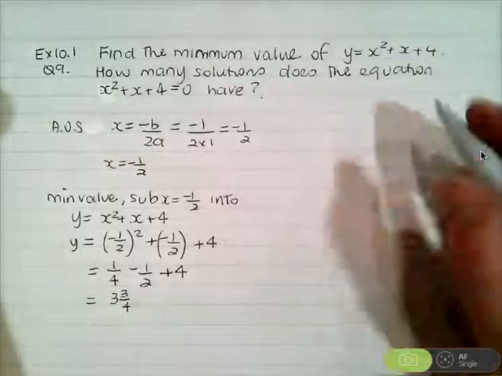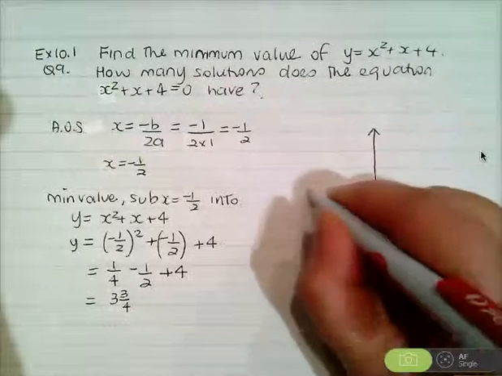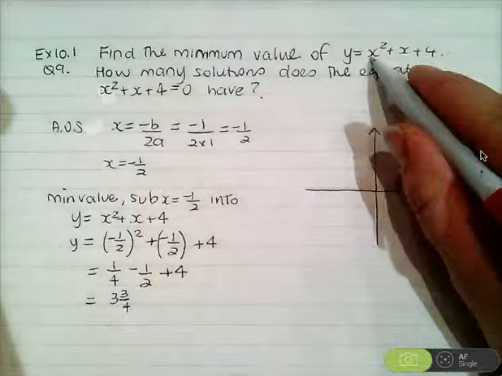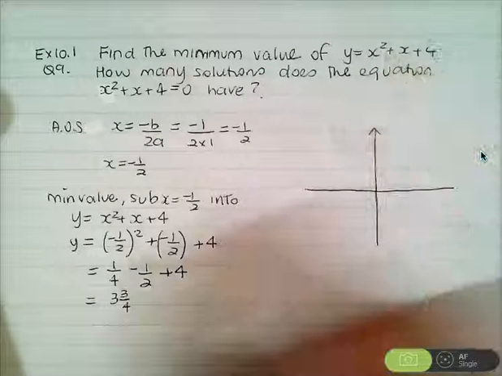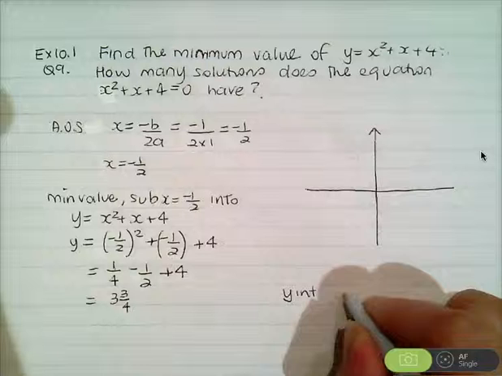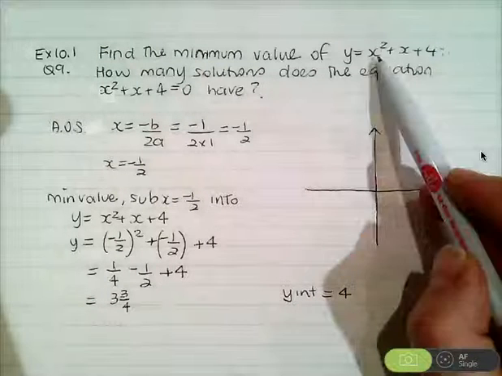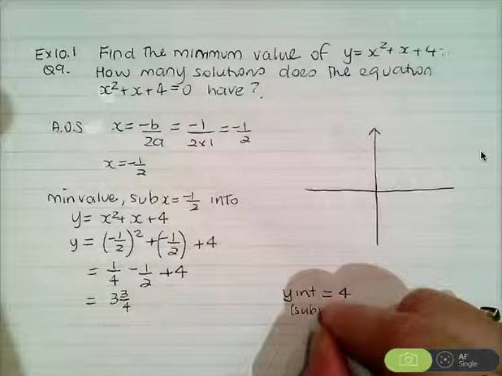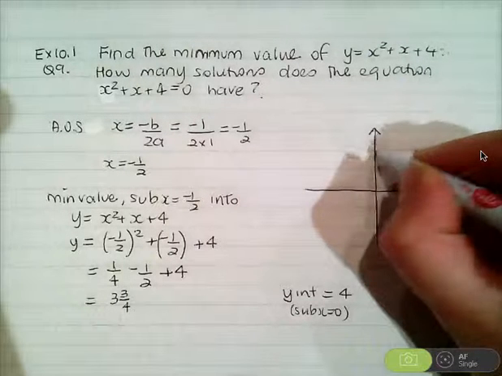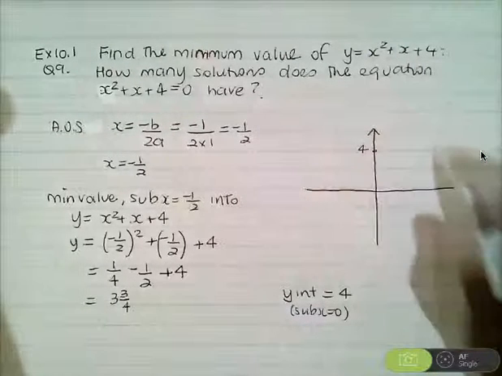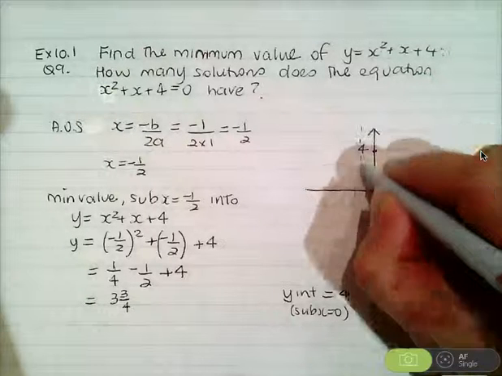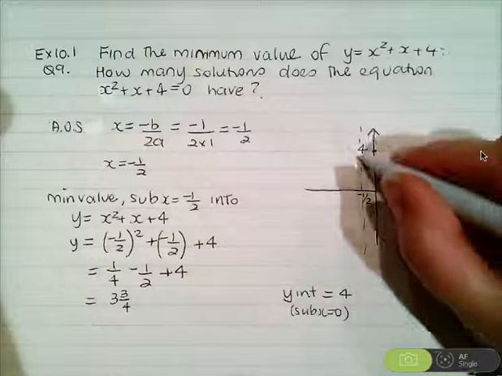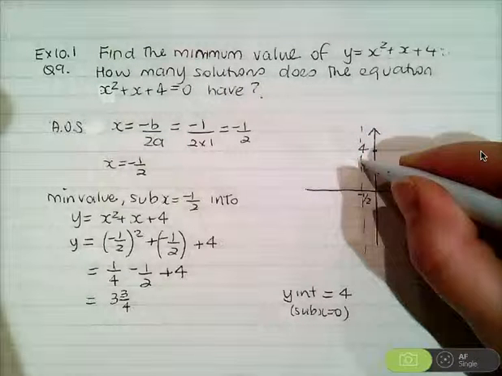So therefore, if I do a quick sketch of this parabola, I can see already that my y-intercept is 4. So I'm just going to write that down as well. The y-intercept is 4, because you find it by substituting x equals 0, and if you substitute x equals 0, you get y is 4. So I know that my y-intercept is 4, I know that my axis of symmetry is x equals negative a half, and I know that the minimum value of my parabola is 3 3/4.